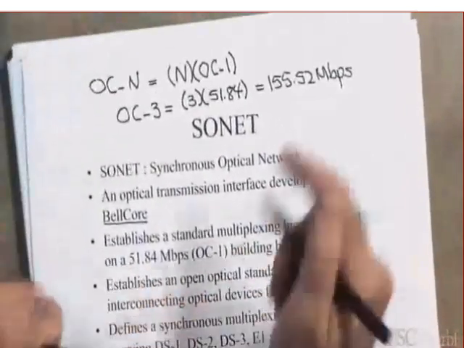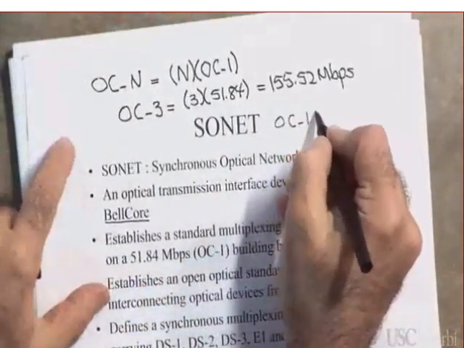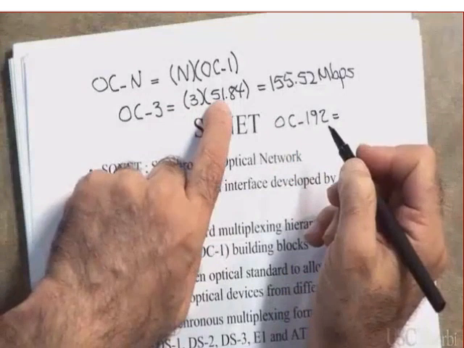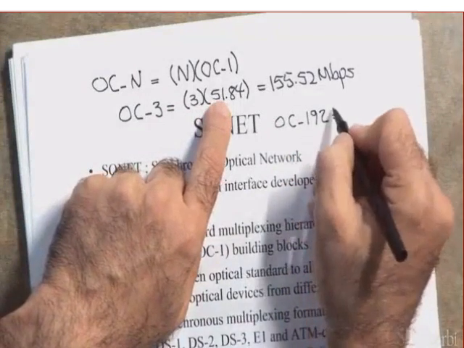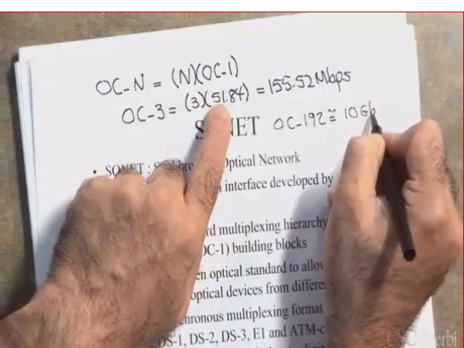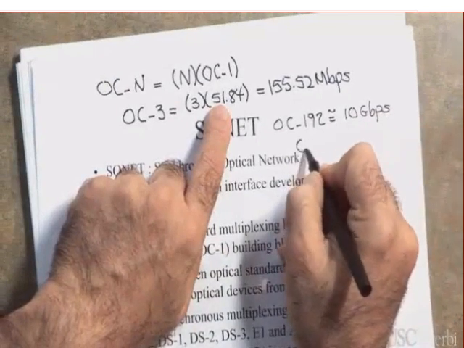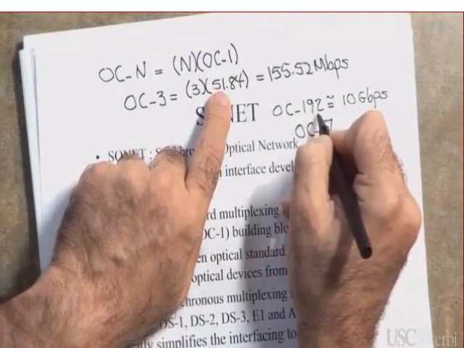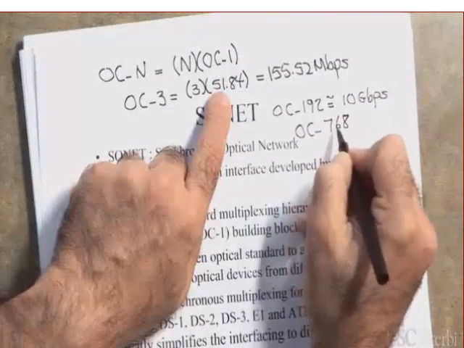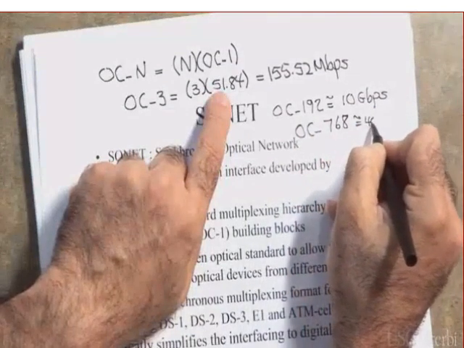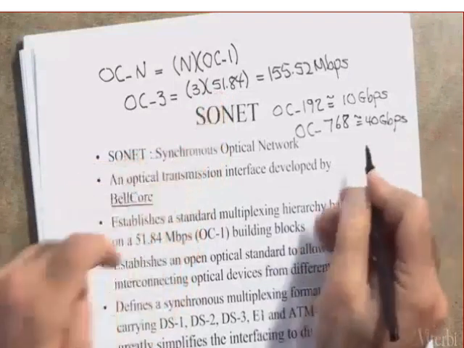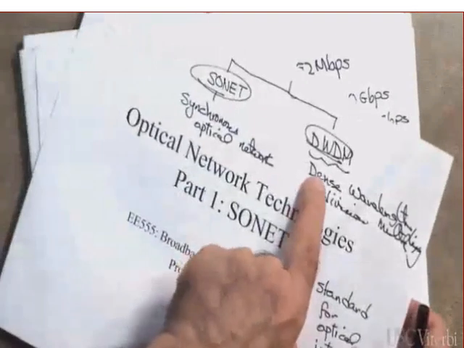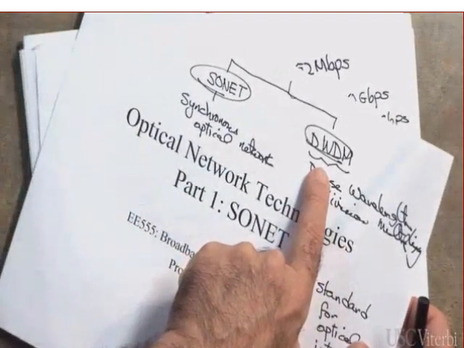Clear? Currently, by the way, OC192, which is equal to 192 times 51.84, is roughly 10 gigabits per second. And again, as I told you last time, work is being done also on going into OC768, which is roughly 40 gigabits per second. All of these higher rates, as we'll see shortly, will be supported by multiple wavelengths.